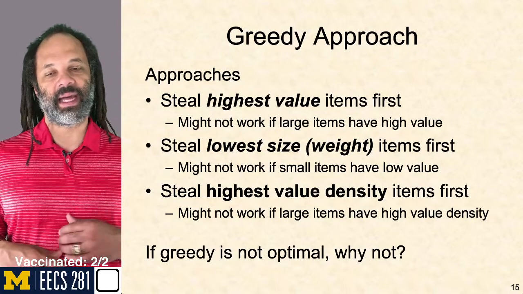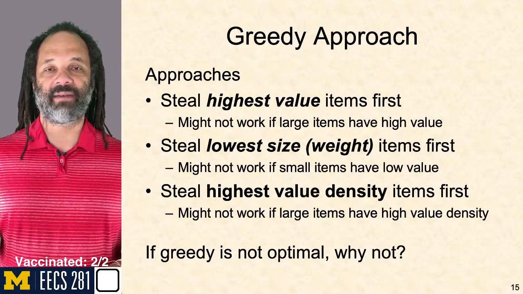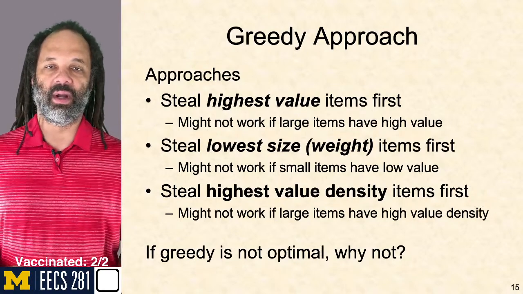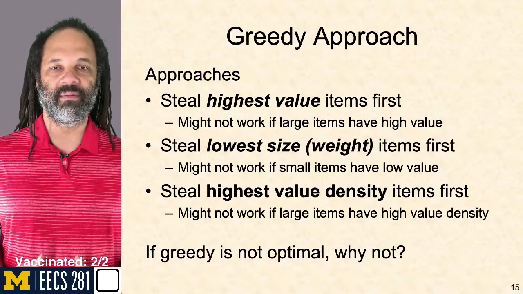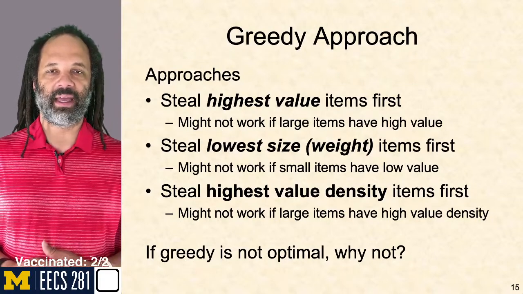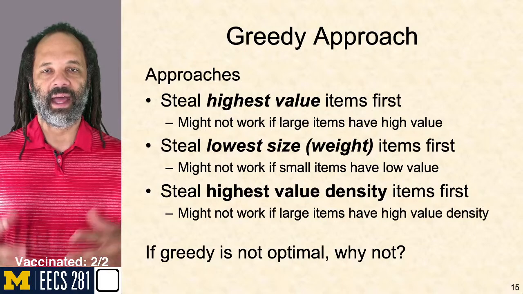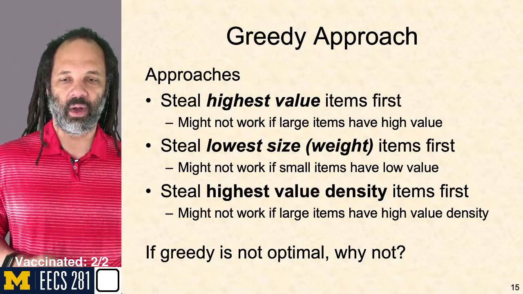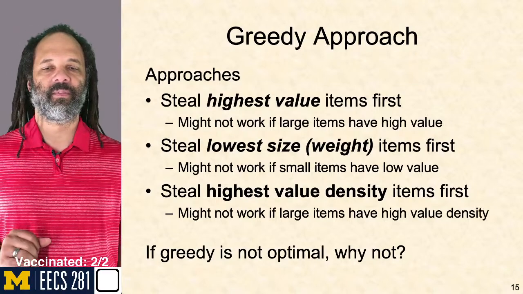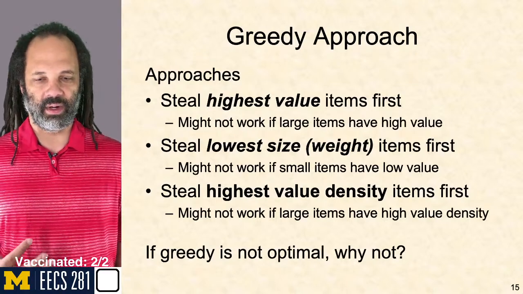Sometimes, sometimes not. It might not work if my large items have a high value density, because my large items fill the bag sooner, and then I can't put more items in there, even if they are of a lesser value density. If I can get more of them in there, then I could get a better fill there. So it looks like these three greedy approaches won't exactly work.